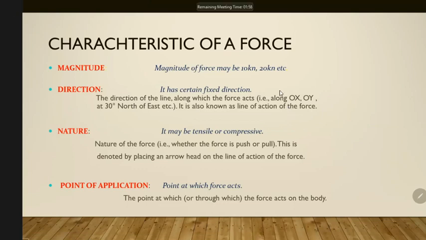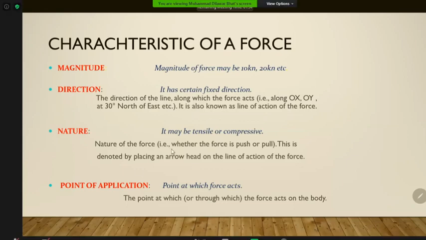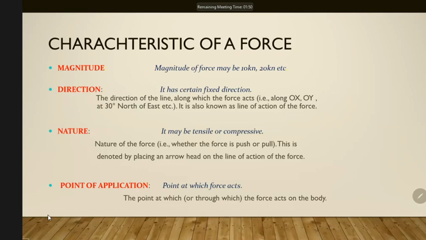Okay. Now, one more thing that we need to understand here is characteristics of a force. How do we characterize it? As we had already discussed earlier, primarily it should have magnitude. That is the characteristic of any force. It should have magnitude, it should have direction, we should know the nature of the force, which kind of force it is, and fourthly, the point of application of the force. These are the four characteristics of a force, which you should always remember.